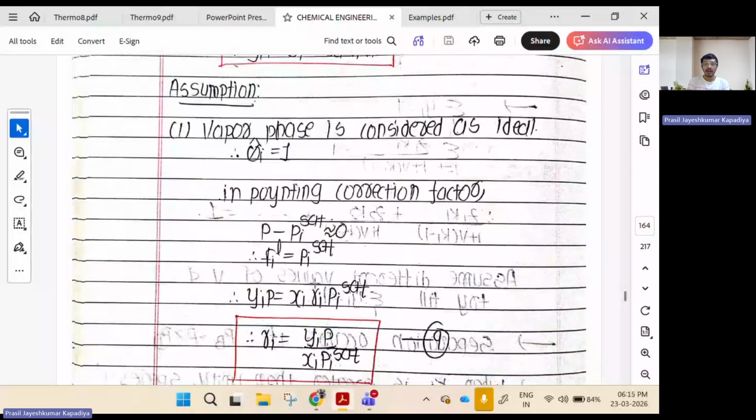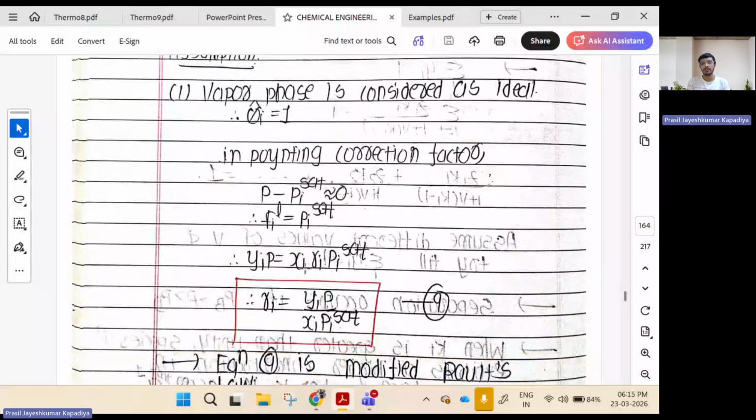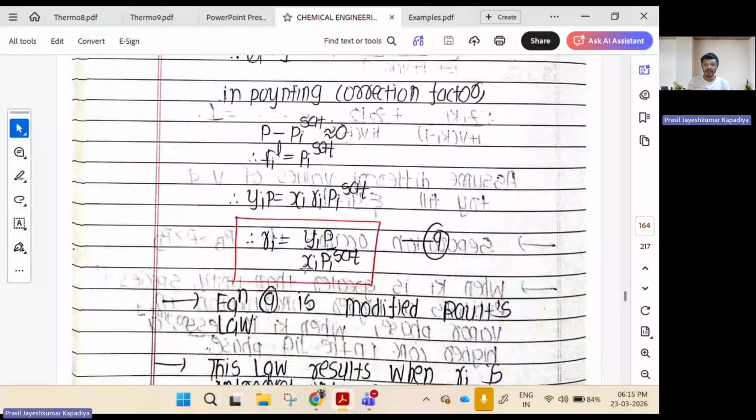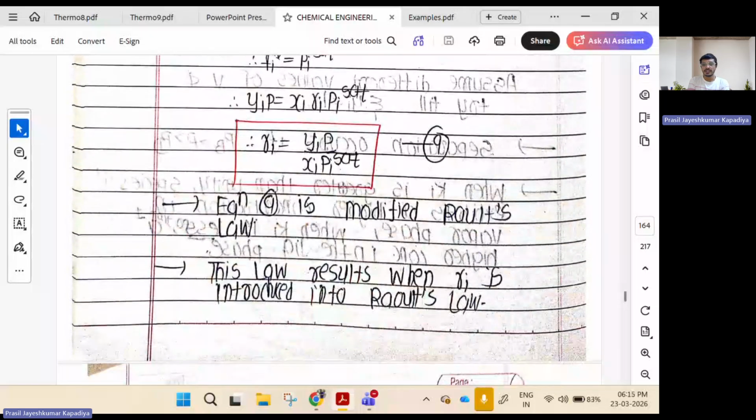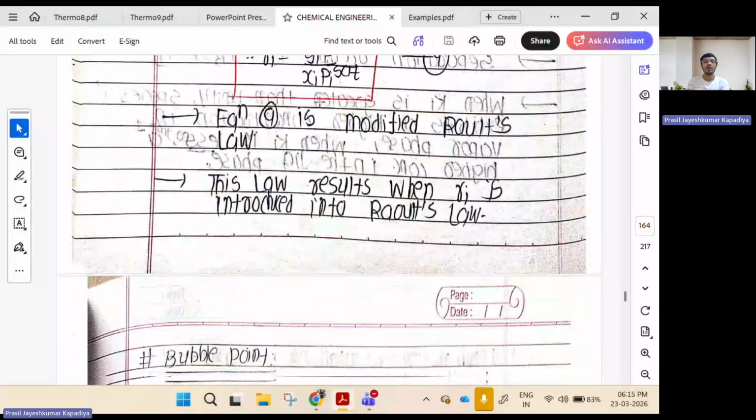Earlier, when we were dealing with ideal solution or ideal conditions, it was Yi into P is equal to Xi into Pi set. But when we incorporate non-ideality, we need to add this one more term, gamma, and we need to remember that gamma is a very strong function of temperature. This is equation 9, Yi into P is equal to Xi into gamma into Pi set. This is known as modified Raoult's law. The law results when gamma I is introduced into Raoult's law. If I put gamma equal to 1, that is an ideal solution, we get back to our original Raoult's law.